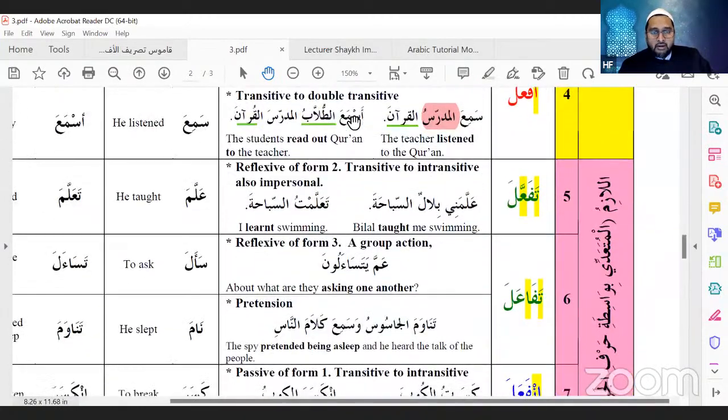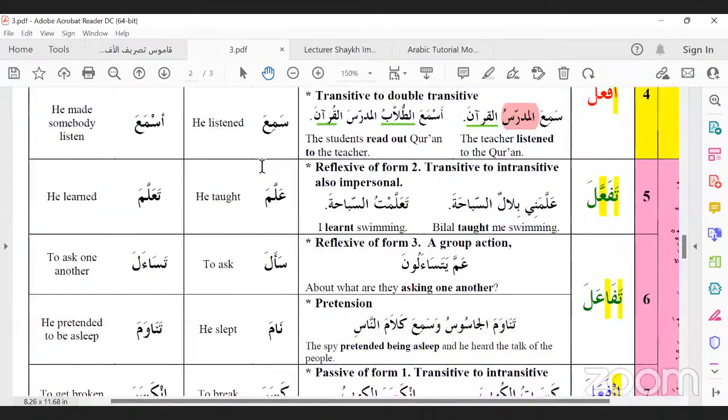The famous example of Surah Naba: Amma yatasa'alun, about what are they asking one another. It's from the word sa'ala. It becomes tasa'aluna, a plural third person verb. The second example is: Tanawamal jasusu wa sami'a kalaman nas. The spy pretended to be asleep. Tanawama, from naum, he pretended to be asleep, and he heard the talk of the people. So this is form 6.